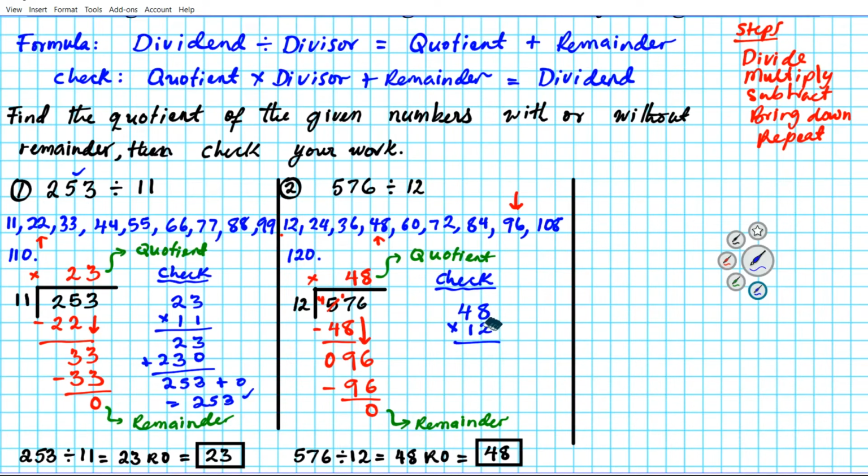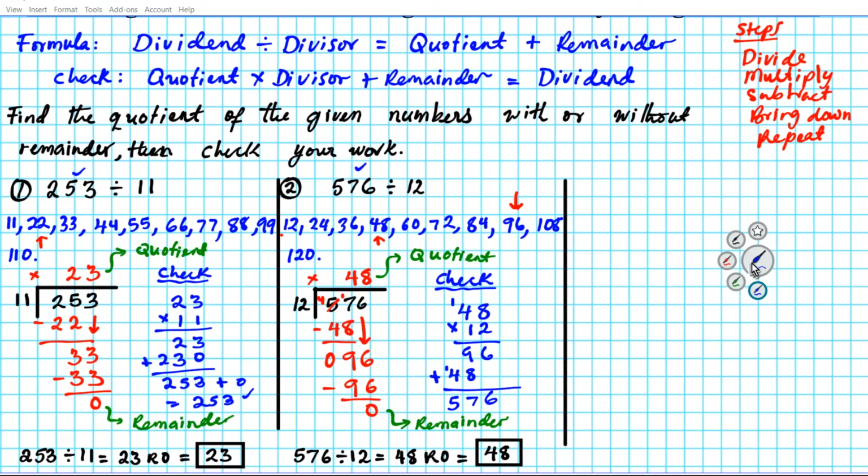2 times 8 is 16. 6 carry 1. 2 times 4 is 8 plus 1, 9. 1 times 8 is 8. 1 times 4 is 4. Let's go ahead and add that up. We get 6. 9 plus 8, 17. 7 carry 1. 576. Our remainder is 0, right? So if we add 0, it doesn't change anything. 576 matches with our dividend. Perfect. Our answer is correct.